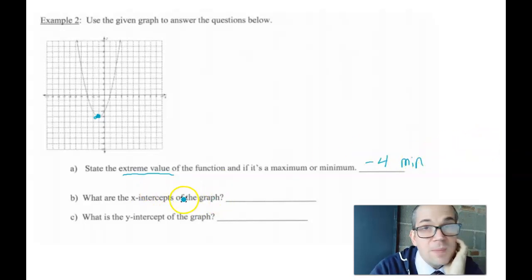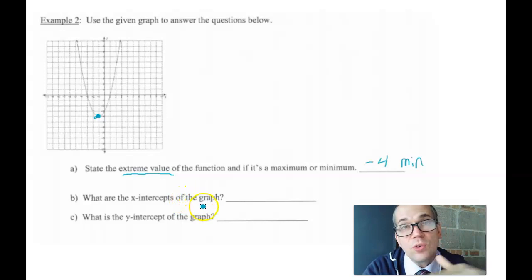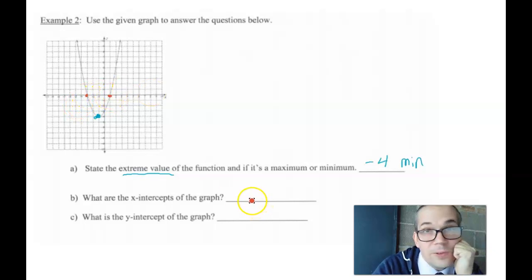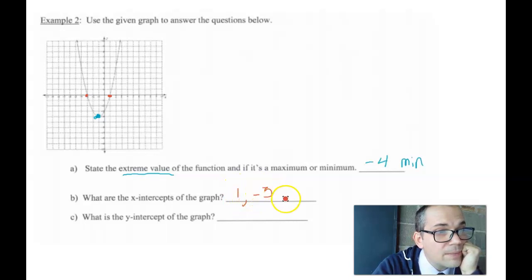X-intercepts of the graph are going to be any place this graph crosses or touches the x-axis. So I'm tracing this down. I'm making note of where the x-axis is, and I'm seeing that it crosses the x-axis here and here. And those x values are 1 and -3. And then we have, of course, the y-intercept, which is right here. Oh, so it's also at -3.